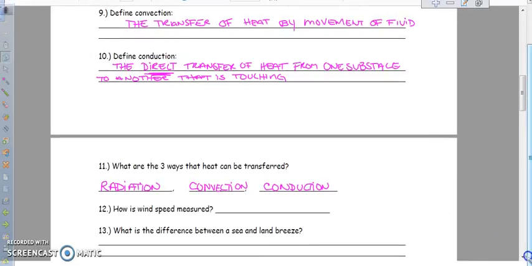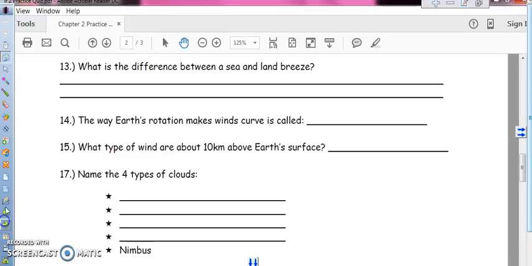How is speed from wind measured? It is measured using an anemometer. So we have A-N-E-M-O-M-E-T-E-R.